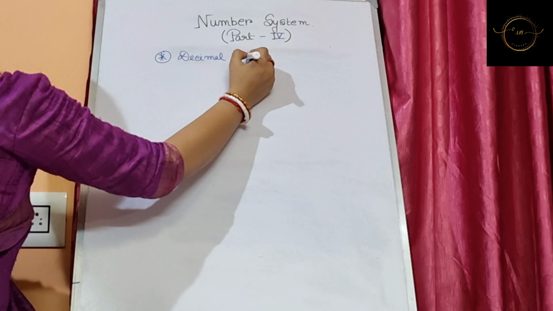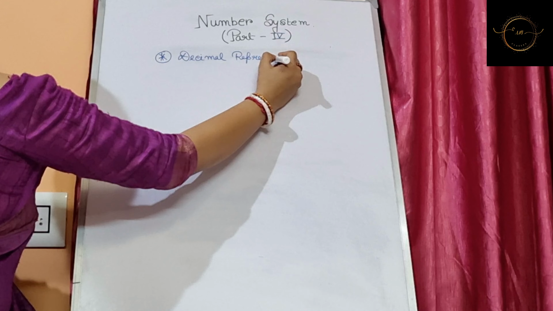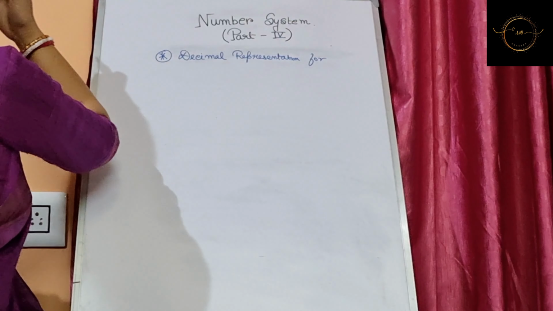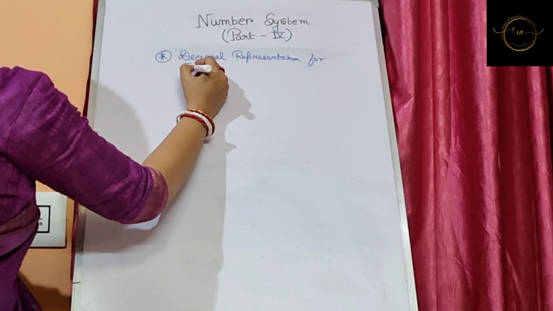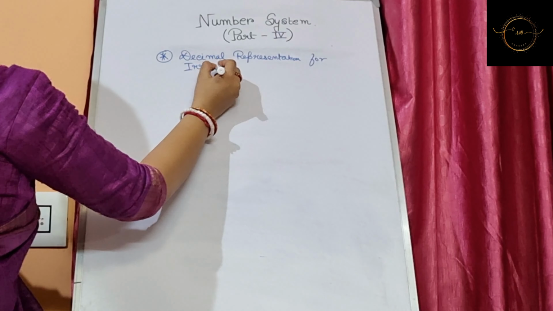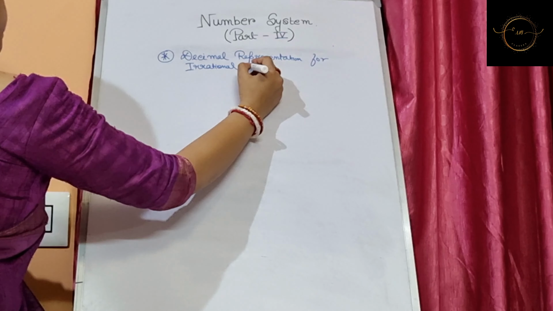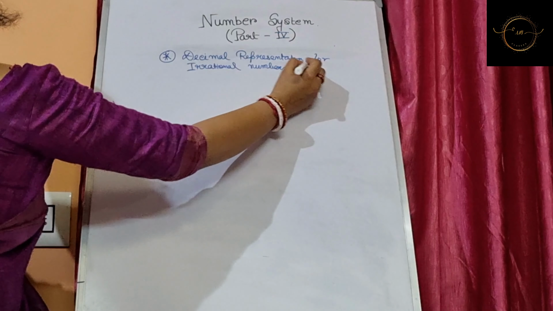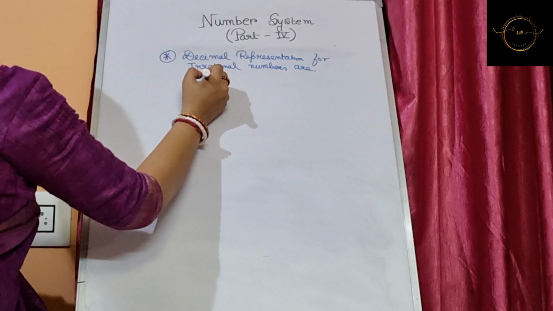Decimal representation for irrational numbers are non-terminating and non-repeating.